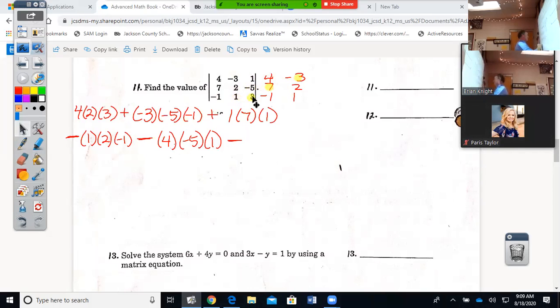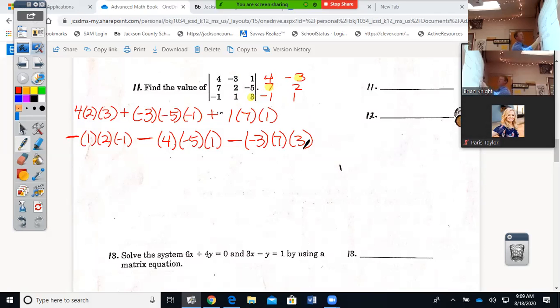-3 times 7 times 3. And then you basically simplify all that, and you should get 101.